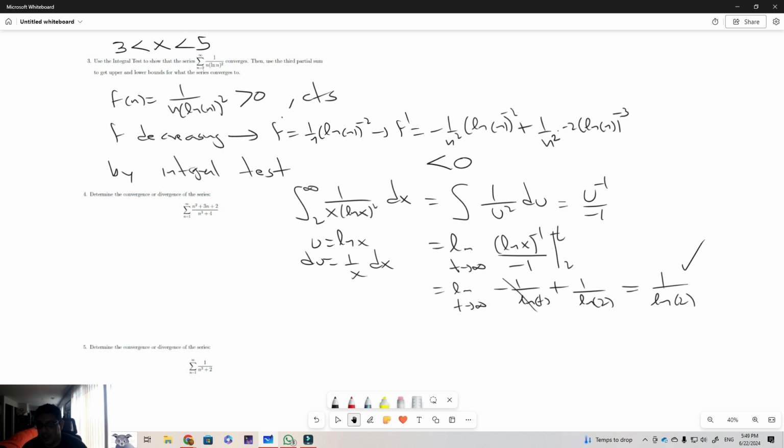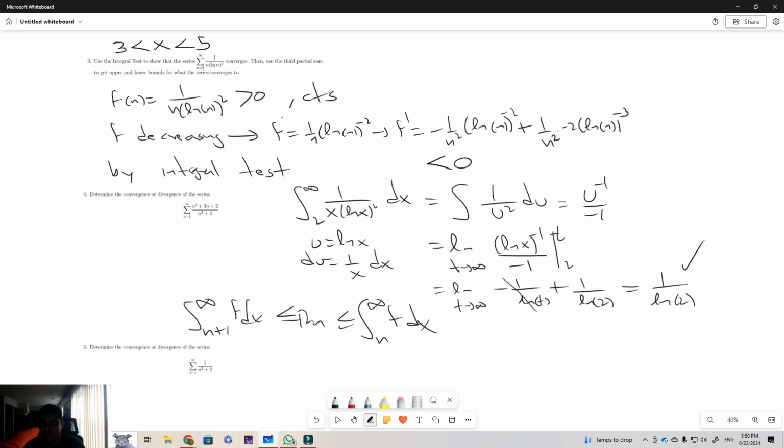But now we want to check with the third partial sum and get the upper and lower bounds for what the series is converging to. So the upper and lower bounds for the residuals are given by the integral from n plus 1 to infinity of the function, and I can also check the integral from n to infinity of the function. So these are the bounds that you're supposed to get, the upper and lower bounds here.